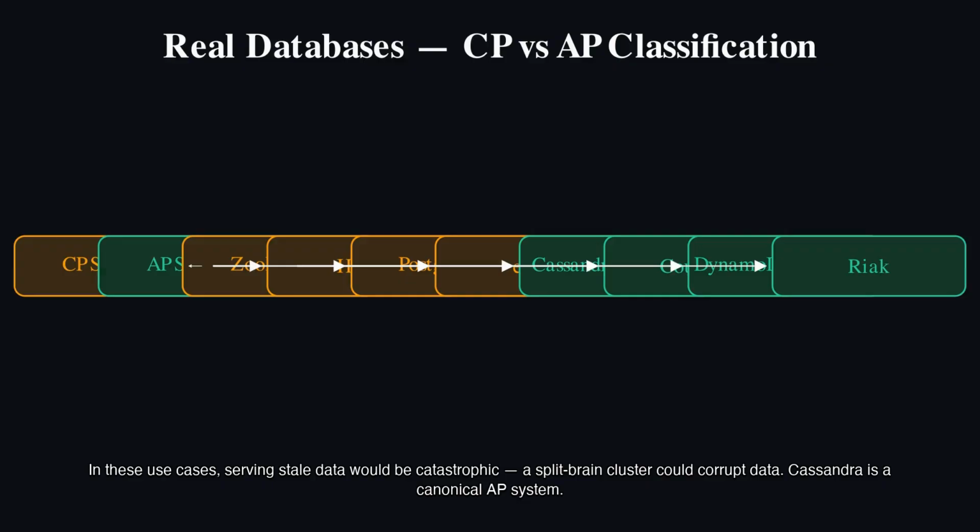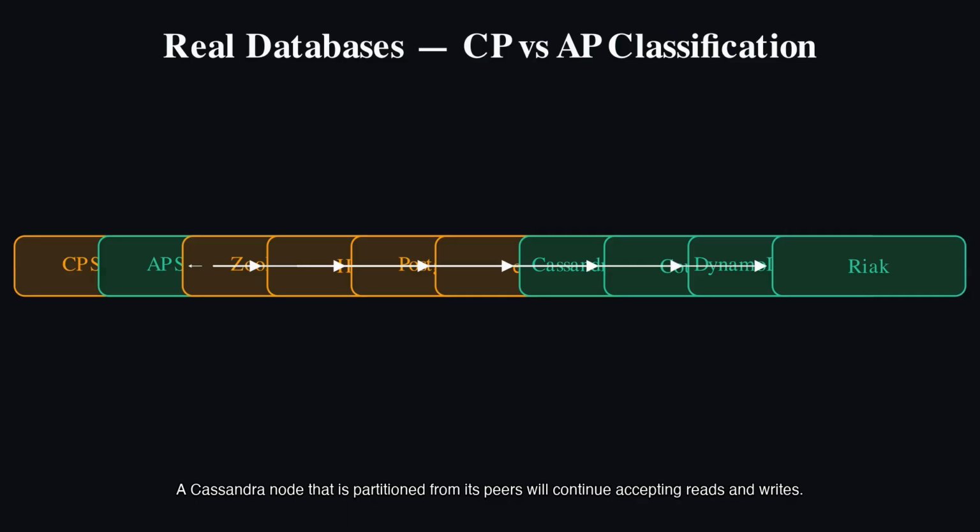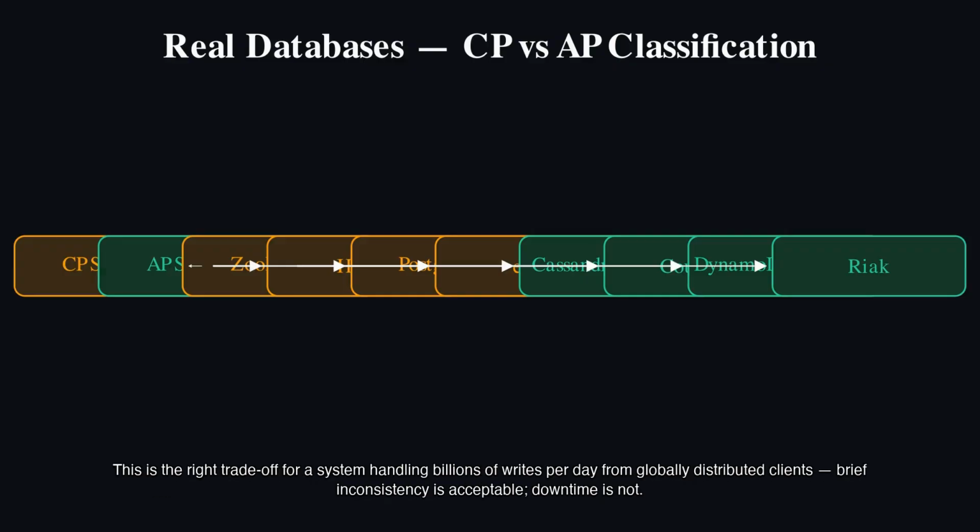Cassandra is a canonical AP system. A Cassandra node that is partitioned from its peers will continue accepting reads and writes. When the partition heals, the nodes reconcile using last write wins semantics based on timestamps. This is the right trade-off for a system handling billions of writes per day from globally distributed clients. Brief inconsistency is acceptable. Downtime is not.